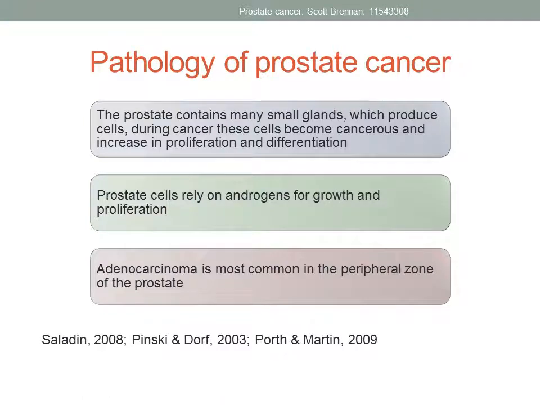The prostate contains many small glands. In prostate cancer, the cells that are produced by these glands mutate into cancerous cells. It is therefore that prostate cancer is considered to be a glandular cancer. The prostate glands require male hormones known as androgens to work correctly. These androgens include testosterone, dehydroepiandrosterone, and dihydrotestosterone. The region of the prostate gland where the adenocarcinoma is most common is the peripheral zone.